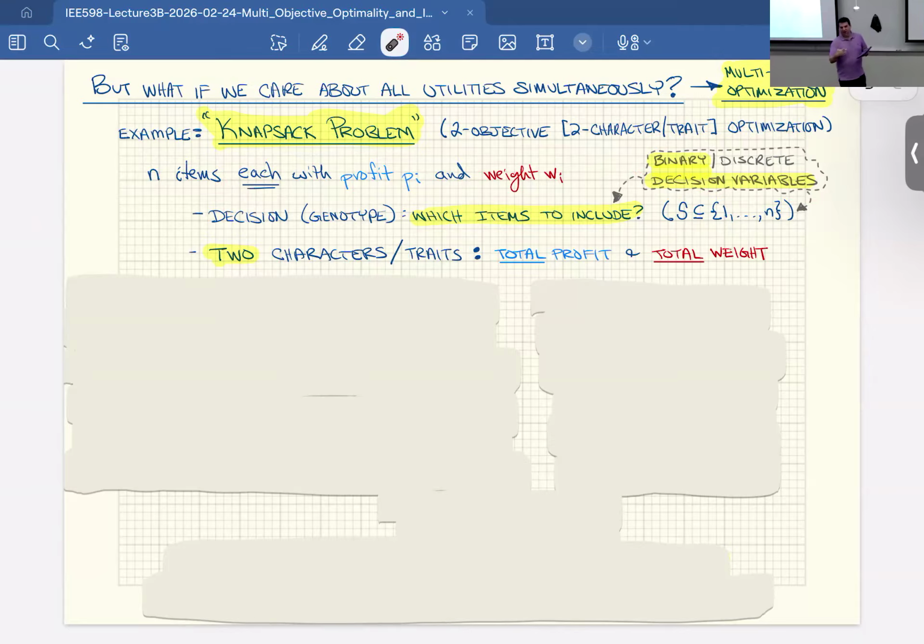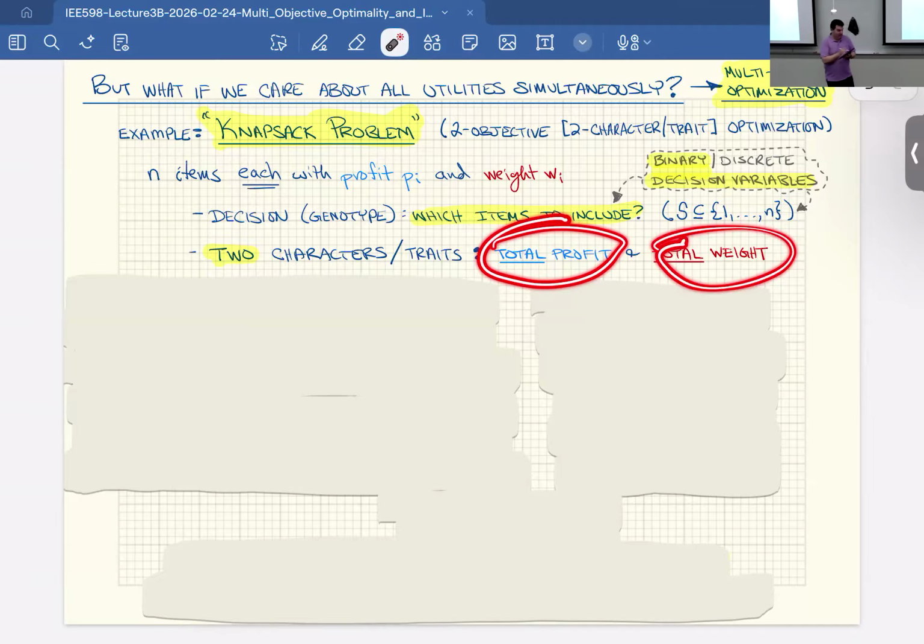Do I take it? It's a 1. Do I leave it? It's a 0. So it's a set inclusion problem. It's a discrete problem, an integer problem. It's not a problem you can solve with a gradient climber or anything like that. We have two optimization objectives, two traits that we would like to optimize. We want to maximize total profit, but we want to minimize total weight.